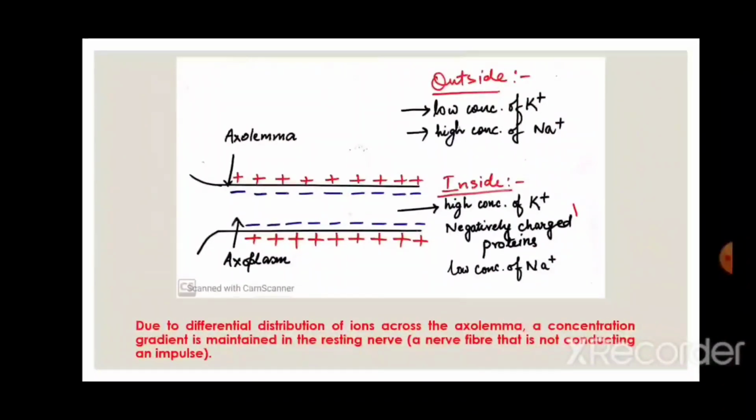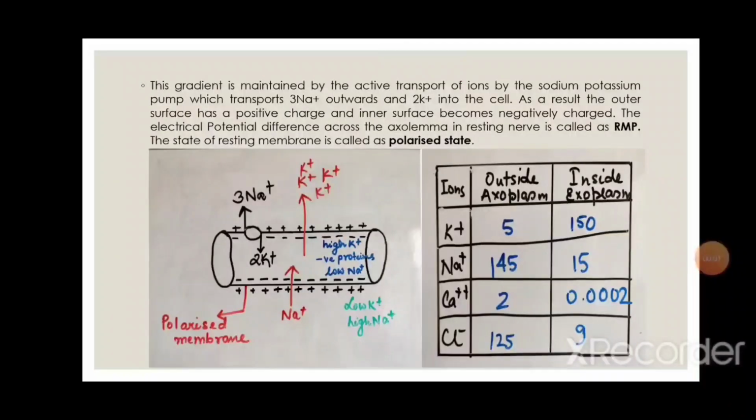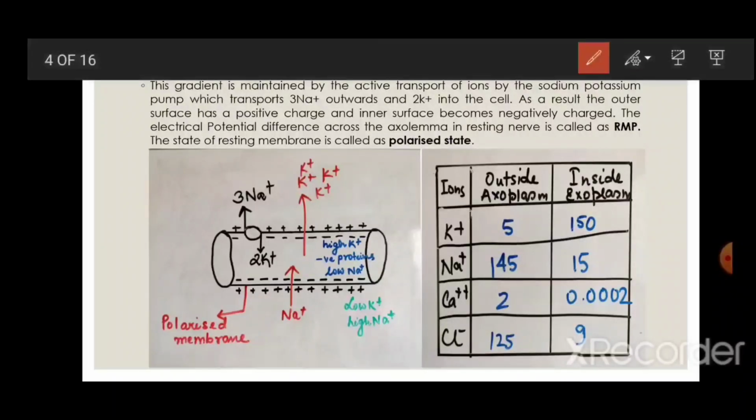And due to this differential distribution of ions across the axolemma, as we have seen, a concentration gradient is maintained in the resting nerve fiber. Means a nerve fiber that is not conducting an impulse, in that case also there is a potential difference. Now let's look at the factors which play a crucial role in the maintenance of this concentration gradient.